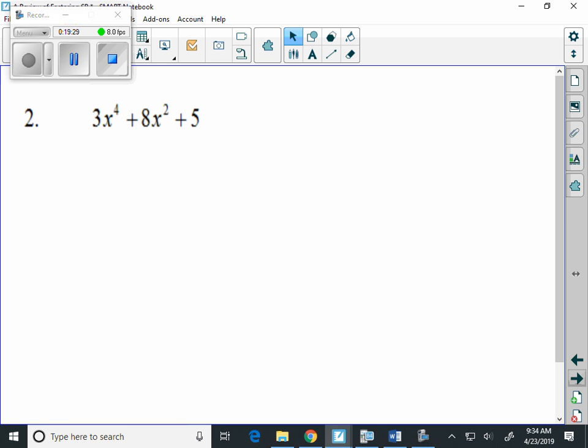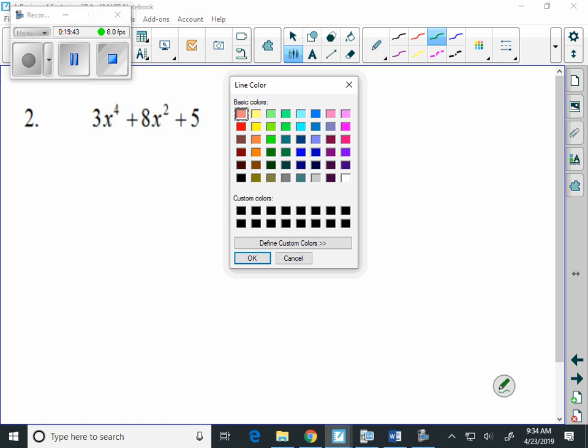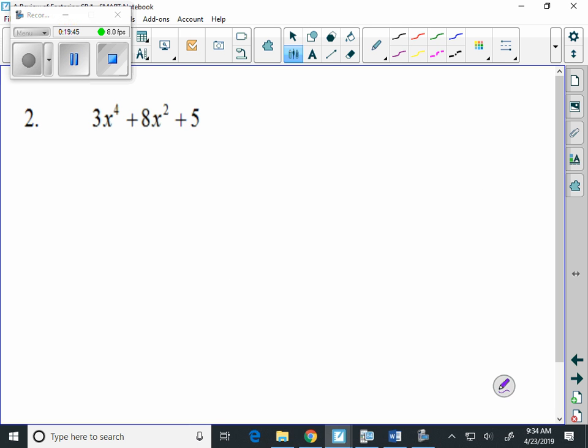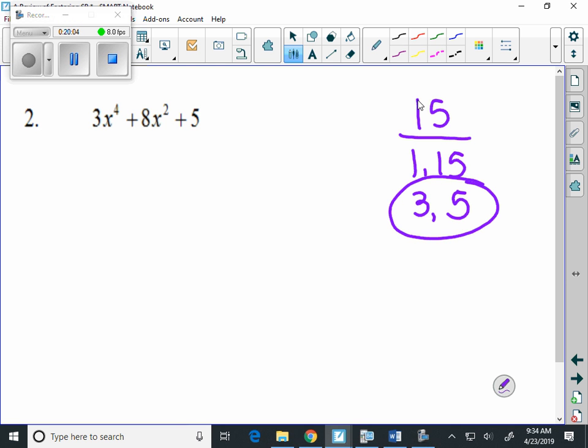What makes it harder is this time we have a 3 in front of the x to the 4th. But when we split the middle, we are still going to follow the same procedures. 3 times 5 is 15. And the factors of 15 are 1 and 15 and 3 and 5. A couple of nice things about this one is there's all positives in here. And 3 and 5 are going to combine to be 8. 3 plus 5.